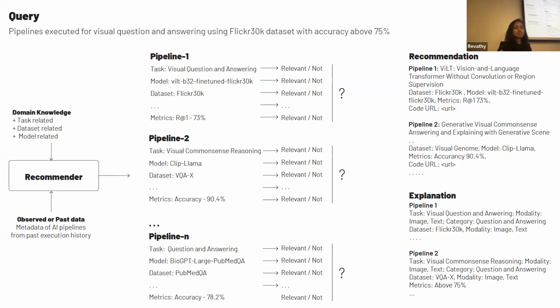So for example, here the task is visual question and answering. When we look at the first pipeline, the task is very evident: visual question and answering. Pipeline 2 is actually a visual and a question and answering task, though it's not very evident from the task name itself. And the next pipeline is just a question and answering task and does not have a visual component associated with it.